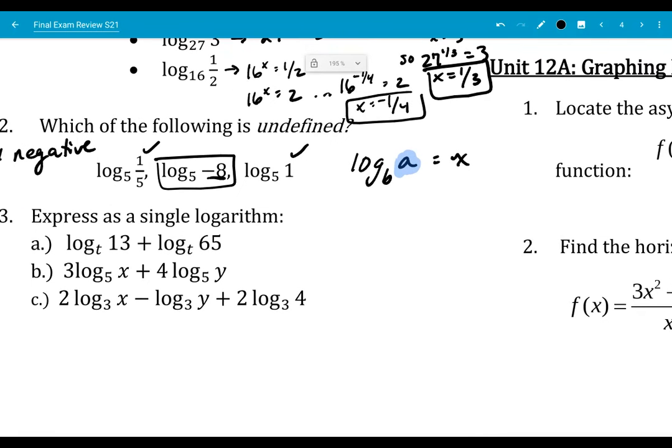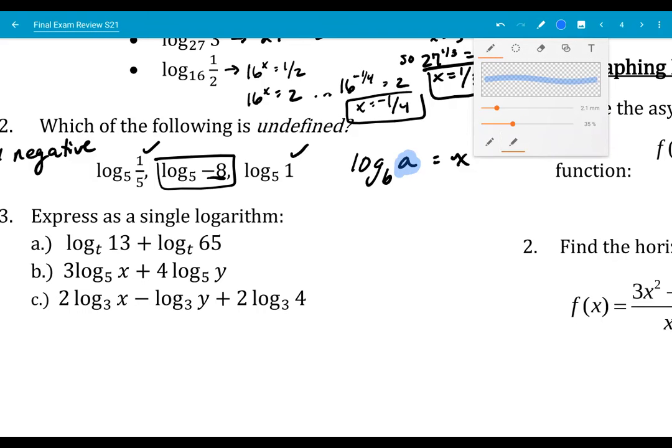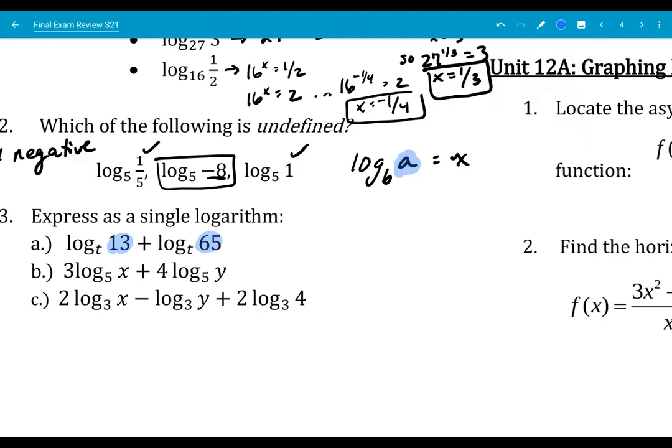So expressing things as a single logarithm, keep in mind adding means multiplying, coefficients turn into exponents, and subtraction means division. So in this case, what I'm adding is 13 and 65. So combining these, that's the same thing as multiplication. So log base t of 13 times 65, which is 845. Log base t of 845.